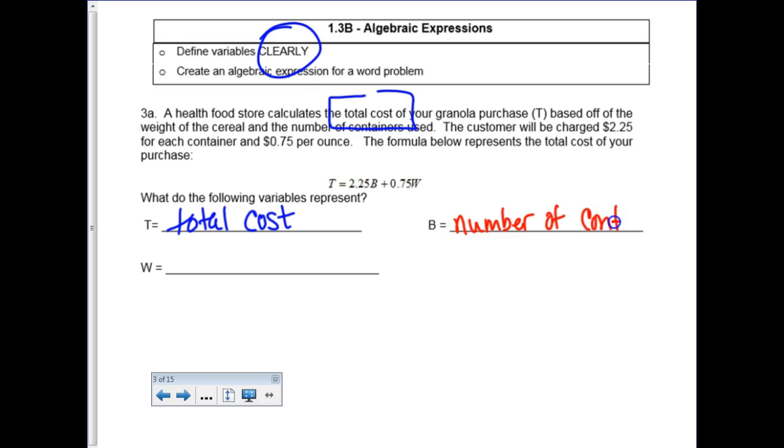Real specific. Okay, and my pen doesn't want to work again. Here we go. Come on, pen.